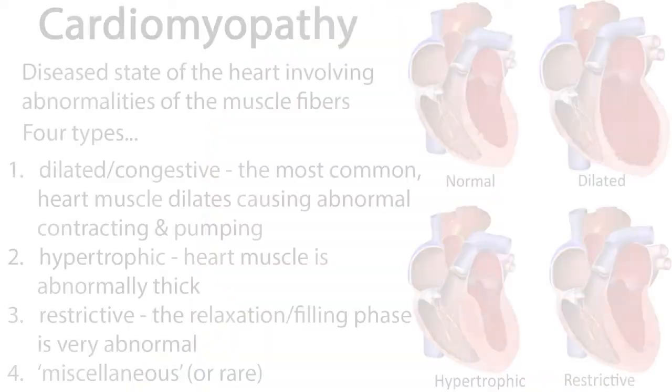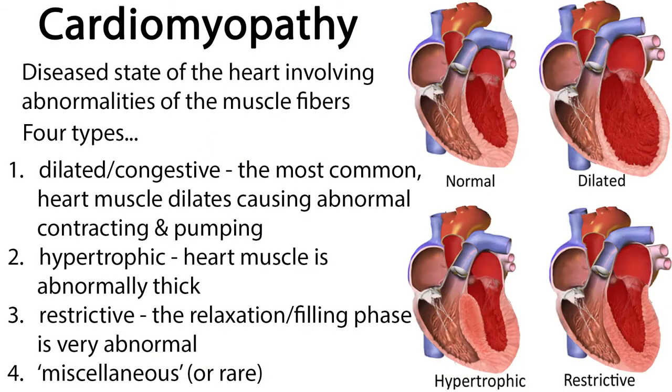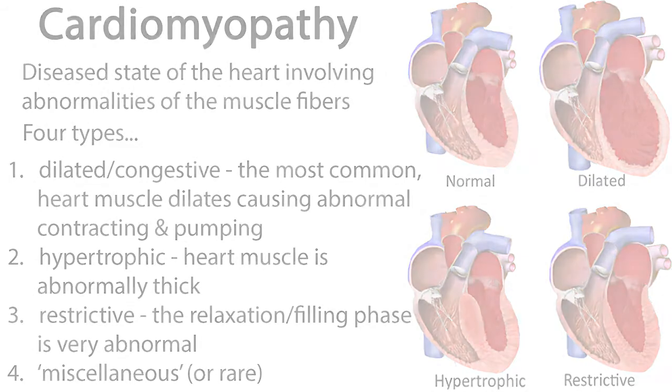the muscle fibers. There are 4 types of cardiomyopathy, including dilated or congestive. This is the most common type. The heart muscle dilates, causing abnormal contracting and pumping. Hypertrophic. The heart muscle is abnormally thick. Restrictive. The relaxation or filling phase is very abnormal. And miscellaneous or rare. Each type has different clinical features and treatments.